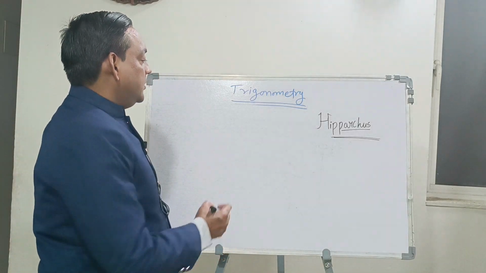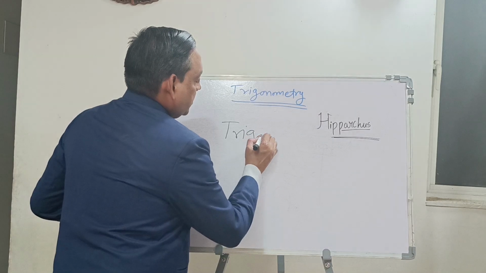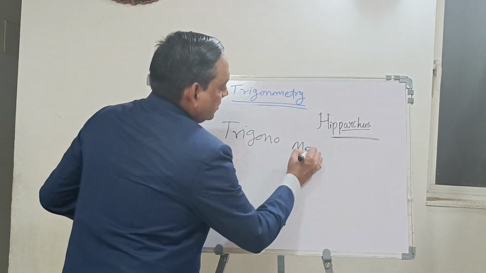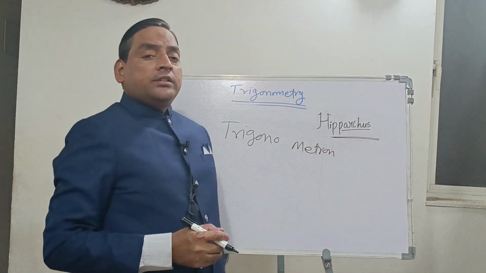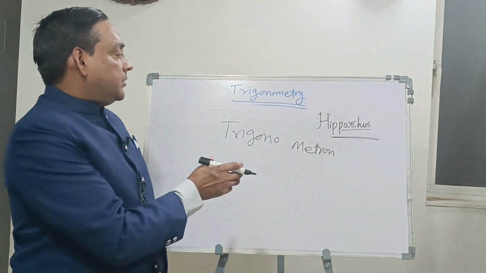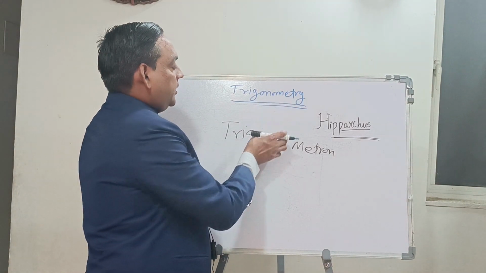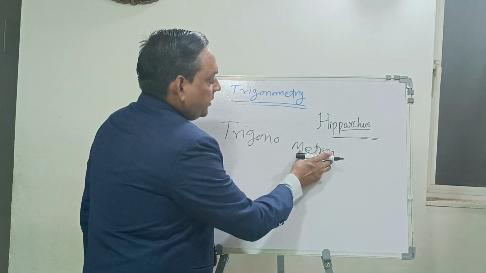Trigonometry is derived from the Greek words trigono and metron. Trigono means three-sided figure and metron is the measurement. So it means trigonometry is the combination of three-sided measurement.